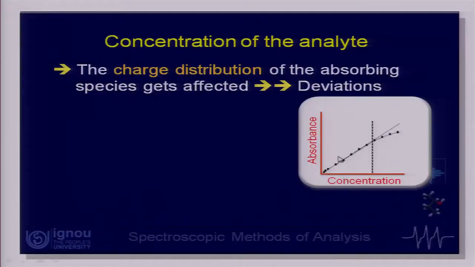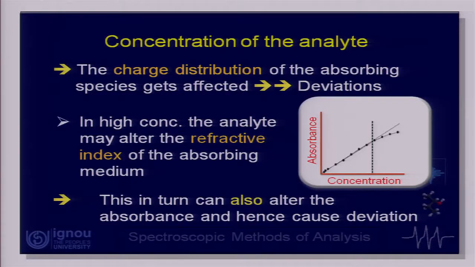As a consequence, suppose this is one species here, the second species was far enough, nothing was happening. But when they come too close, the charge distribution around this absorbing species can get altered, and that can be manifested as a change in the absorbance. Absorbance will become less. So, up to about 0.01 molar, we find a linearity in the graph. At higher concentration, there is a negative deviation, as shown in this particular case.